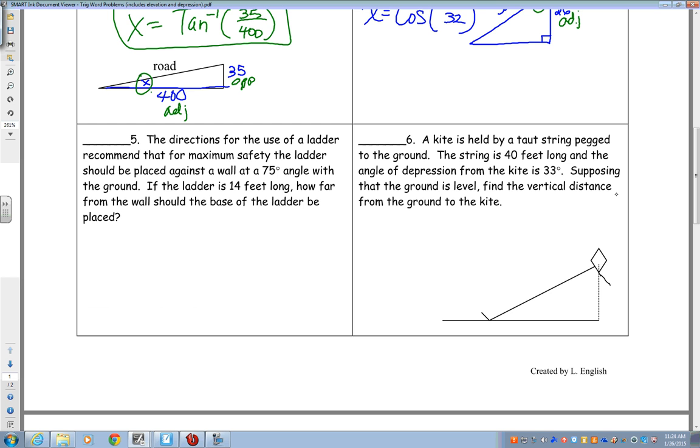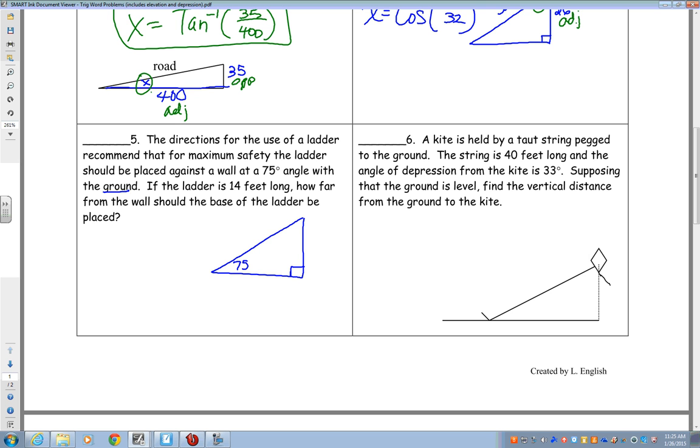All right, again, no drawing. So what do we draw? Right triangle. Directions for the use of a ladder recommend that for maximum safety, the ladder should be placed against the wall at a 75-degree angle with the ground. If the ladder is 14 feet long, how far from the wall should the base of the ladder be? So where is the 75 degrees? It's because it's with the ground. So it's at the bottom.